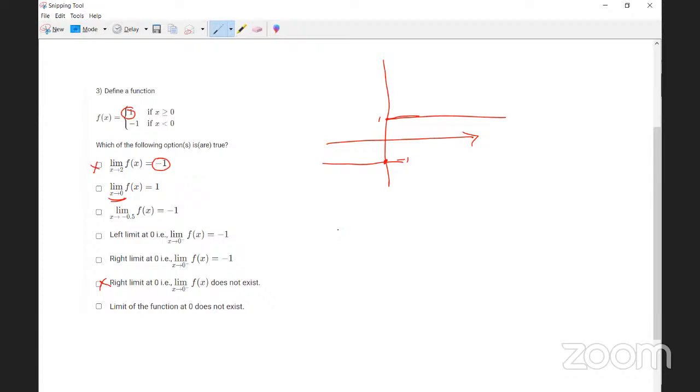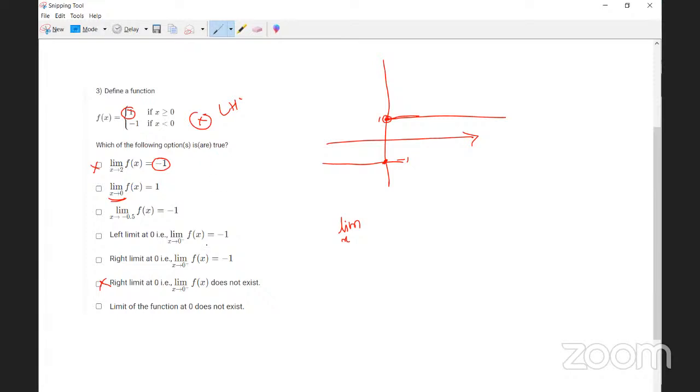Sir, the right limit at 0 is 1, right? Yes, sir. Now if you approach from the right-hand side, it is equal to or greater than, so it will include the point. From the left-hand side it will not include it, so we will not get 1. We get minus 1. So the limit does not exist, like the left-hand limit is not equal.